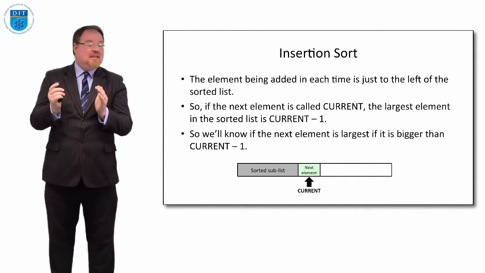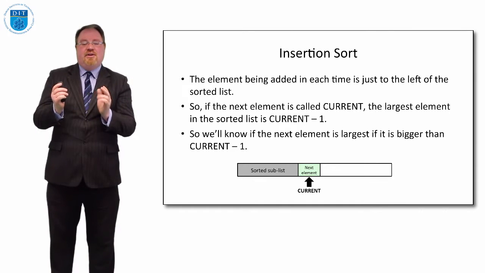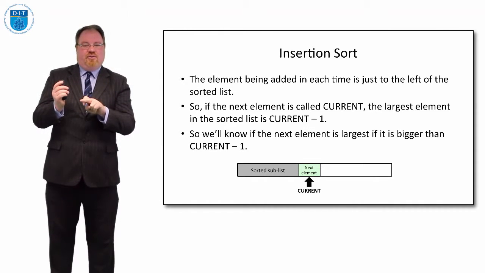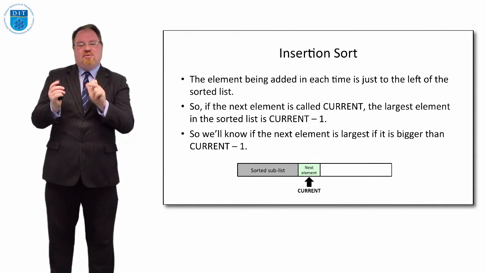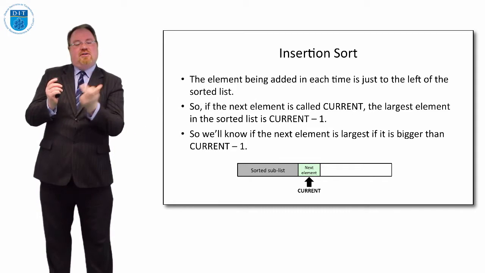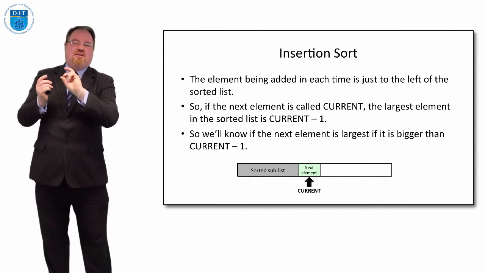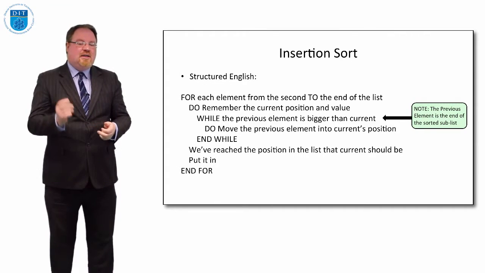It's sorted already, as was the case with 54. So we just need to compare current with current minus 1, which is the end of the sorted bit. If they're in the correct order, great. If they're not in the correct order, then we move current into current minus 1, and maybe we move current minus 1 into current minus 2, current minus 2 into current minus 3, depending how we go.